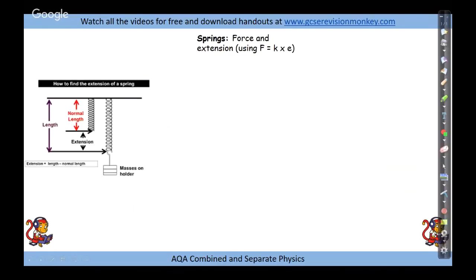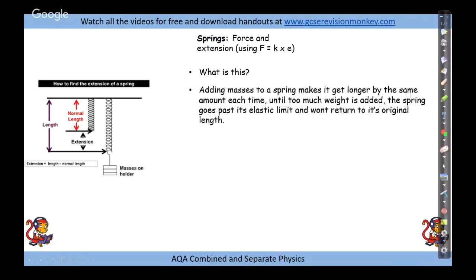Well, this is a practical that relates force and extension. Okay, and now this is basically adding masses onto a spring and looking at it get longer. And it's using the equation of F equals K times E, force equals spring constant times extension. So what is the practical about? Well, adding masses to a spring makes the spring get longer by the same amount each time until too much weight is added, and then the spring goes past its elastic limit and it won't return to its original length. So this is a practical involving looking at adding weight and looking at the extension.